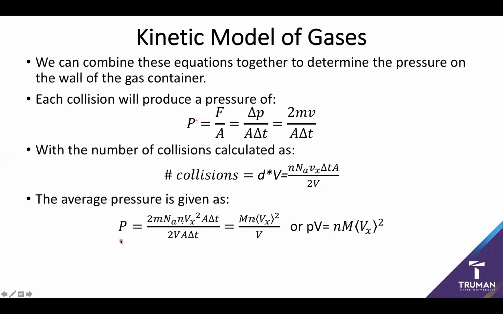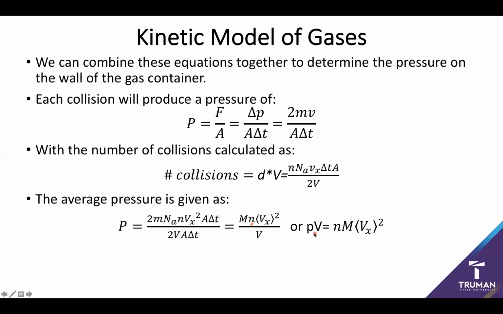Where now what I have is my pressure is going to depend upon the molecular weight of the gas I'm dealing with, the number of moles of my gas, the volume of the system, and the square of the velocity just in the x direction. So all that's going to be related to pressure. But we only have one term here on the bottom. That's going to be our volume. So we can move it over to the other side.